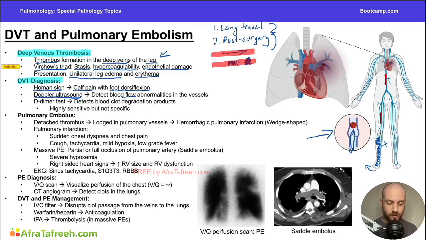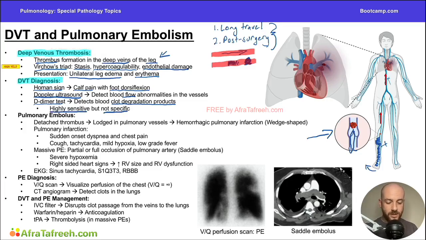And lastly, we can perform something called a D-dimer test, which will detect blood clot degradation products. So whenever we get the formation of a clot, the body will respond by initiating the degradation of that clot, and we could pick up those clot degradation products using the D-dimer test. Now, of course, there are many conditions that can result in blood clotting and clot degradation, and furthermore, there are some conditions that can actually result in a false positive D-dimer test. So in that regard, it's not the best confirmatory test for a DVT, so it's highly sensitive, but it's not necessarily specific to DVT.